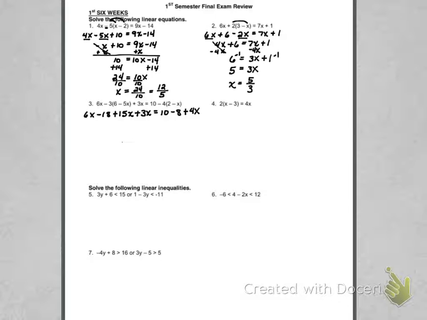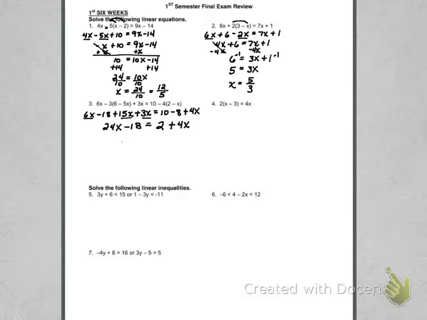Now on the left side here we have 3 x's that we're going to have to combine together. So we have 6 plus 15 plus 3. They're all positive. So that will be 24x minus 18 equals, and on the right hand side we don't have but one x, but we have numbers. So 10 minus 8 is 2, and we still have our plus 4x.